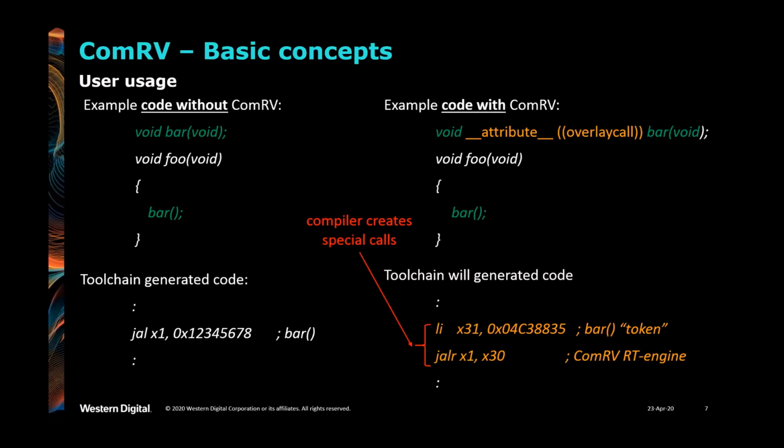Okay. So the user only needs to add an attribute saying overlay to the bar function, and that's it. From this moment, bar is just an overlay function, and this is all the user needs to do. Foo is calling bar, with this attribute. Underneath, what's happening is that the toolchain itself will generate a few things. First of all, it's going to generate a token, a descriptor for the bar function, and then it's going to jump to the engine itself, the ComRV engine, with this token, in order for the engine to understand what needs to be done with this function.